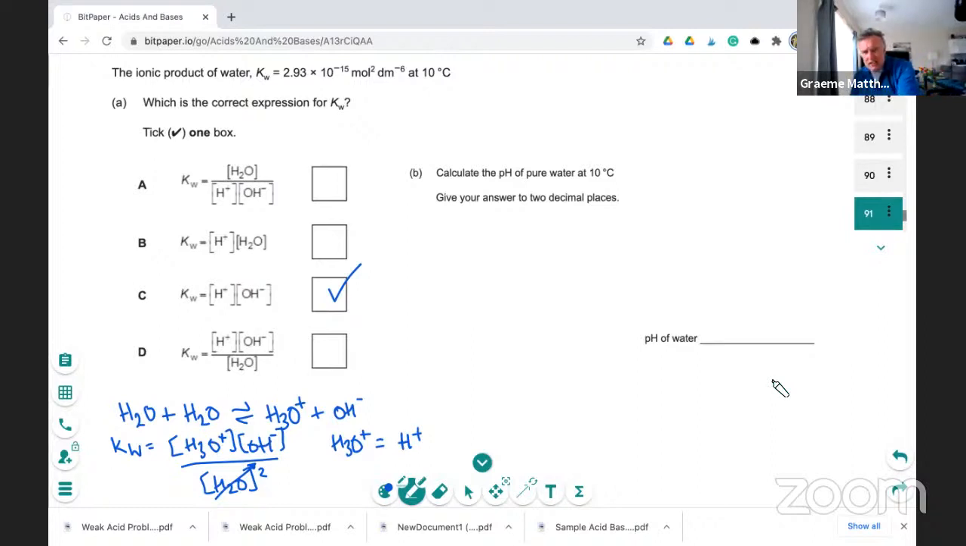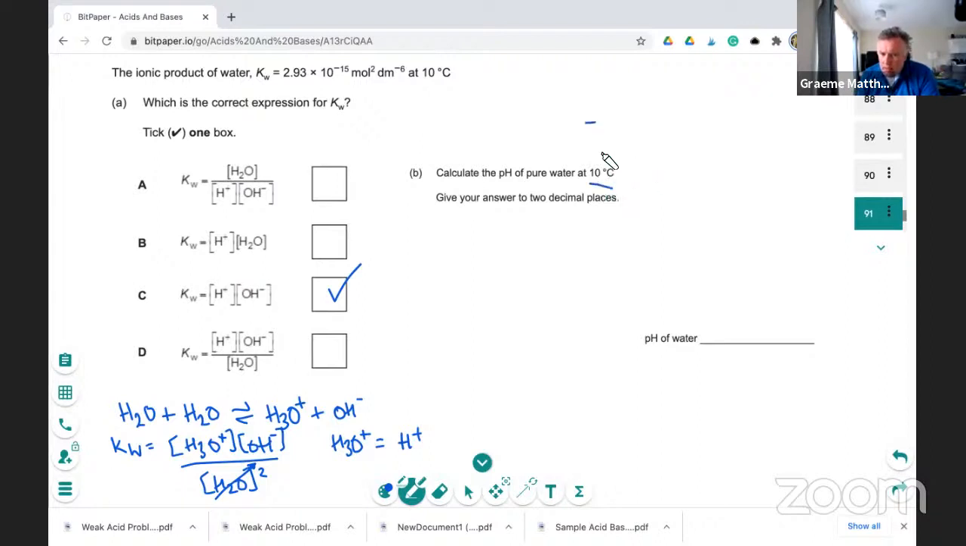It says calculate the pH of pure water at 10 degrees C. Right, now you've got to stop and think, I wonder what they're getting at. Well, it's not going to be 7, because that would be too easy, right? So you're thinking, oh, it's at 10 degrees C.